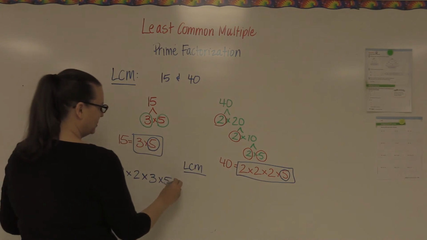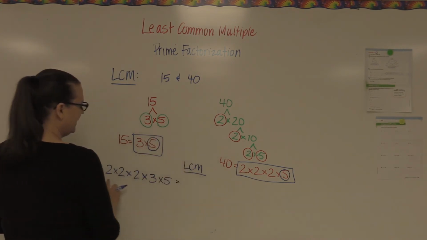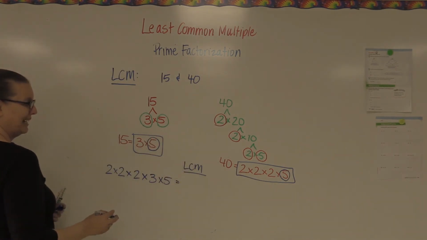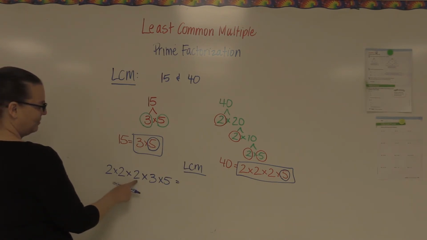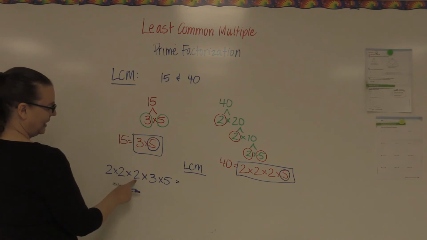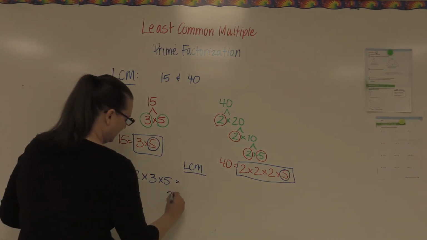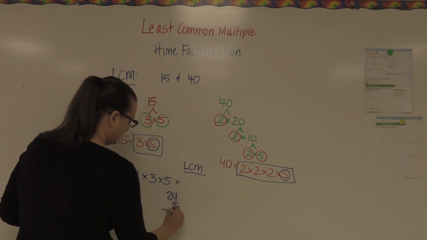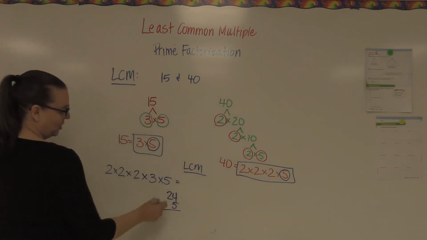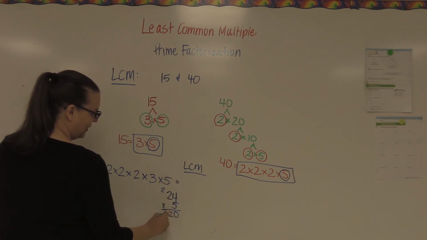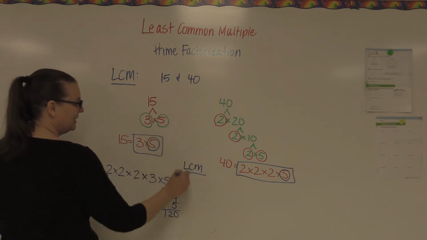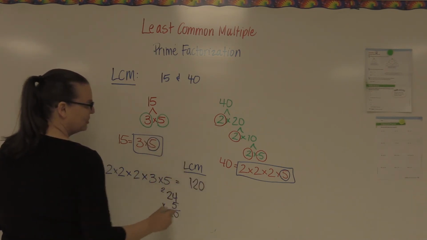So the least common multiple of 15 and 40 is right here. We can figure out what that number is, shall we? 2 times 2 is 4. 4 times 2 is 8. 8 times 3 is 24. 24 times 5. Well, I may be able to do it in my head. You may not be able to. So let's do it on the board. 4 times 5 is 20. 5 times 2 is 10. Plus 2 is 12. The least common multiple of these two numbers is 120.